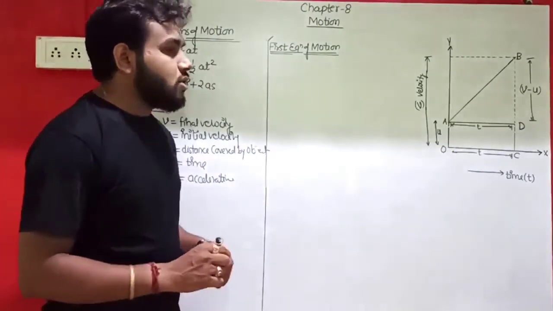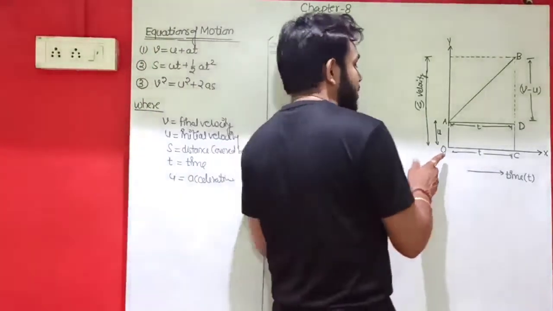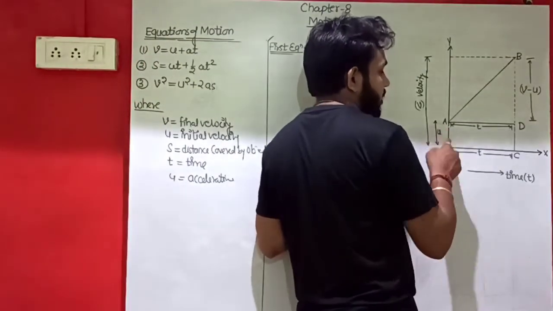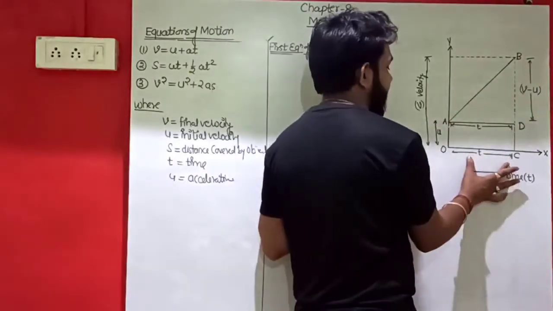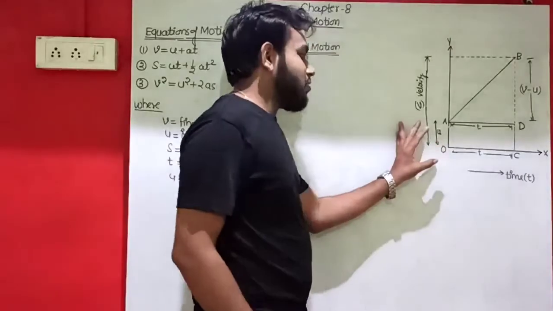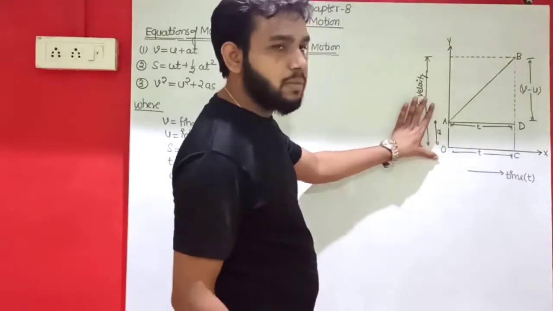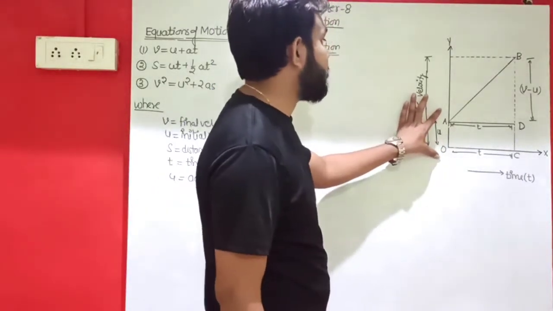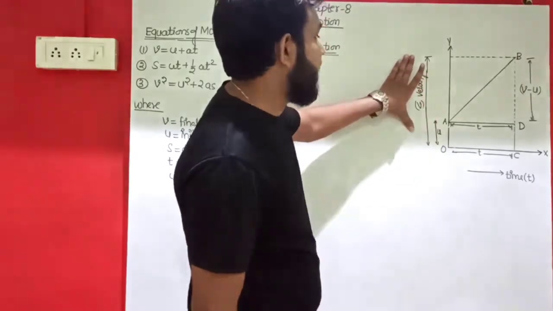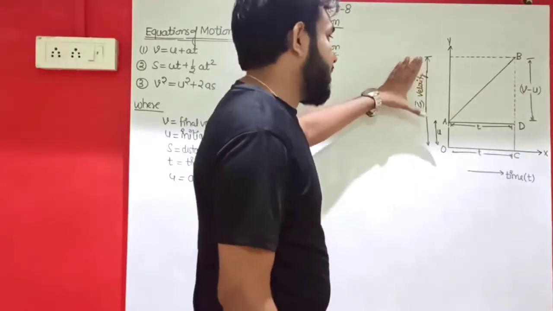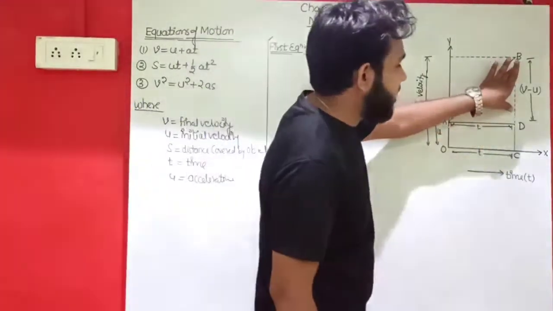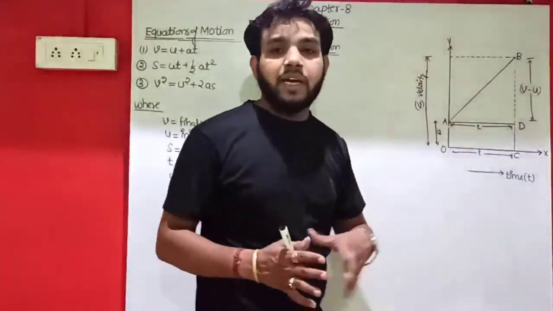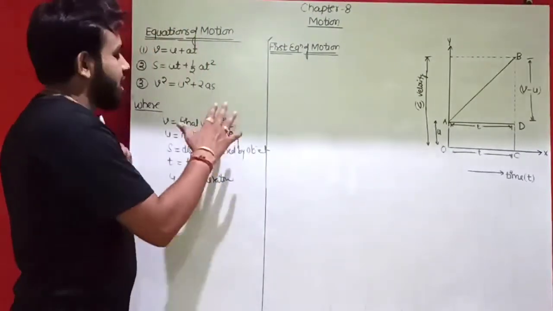Okay, so first of all the points are O, A, B, C and D. Okay, so this is the time t. Initial velocity that is u. When we start, u is the initial velocity and the final velocity is v. Okay, and final velocity minus initial velocity is v minus u. So these are the key terms.